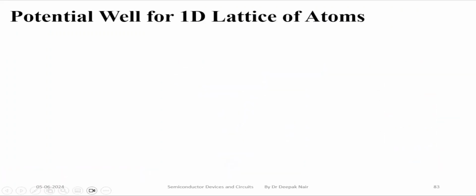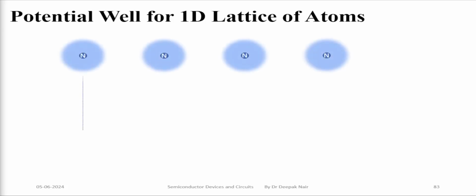Now, let us correlate this potential well with the 1D lattice. That means if we keep on adding the atoms, or if we keep placing the atoms adjacent to each other, how this potential well will look like. So let us first go through the 1D lattice, and then we will go for more complex lattices.